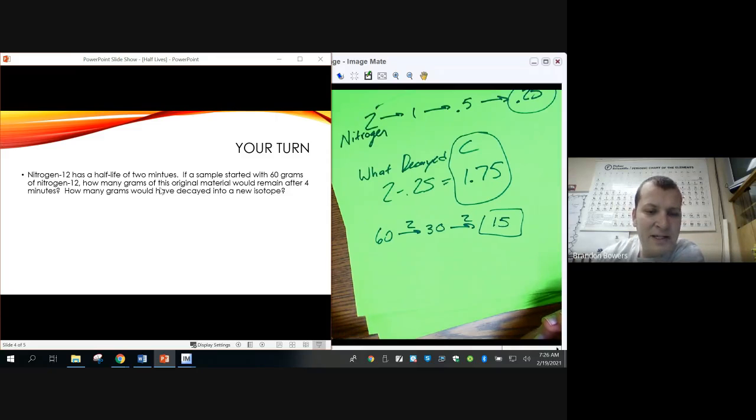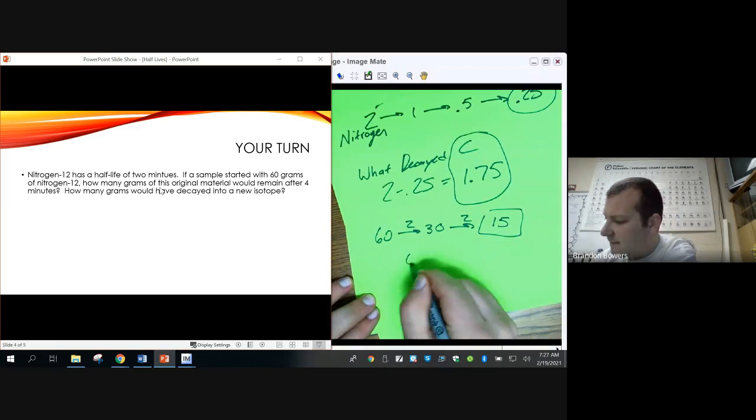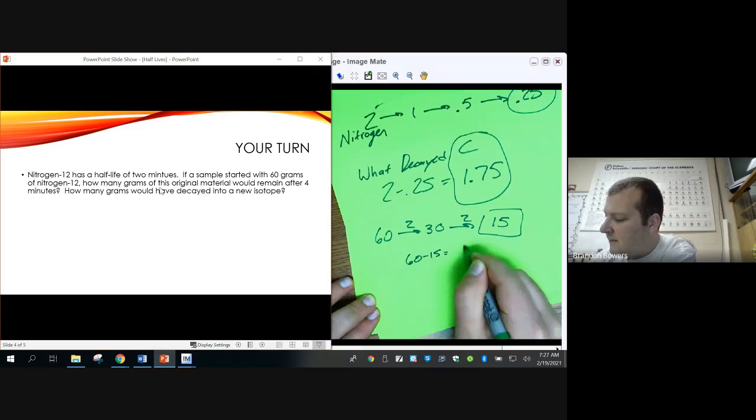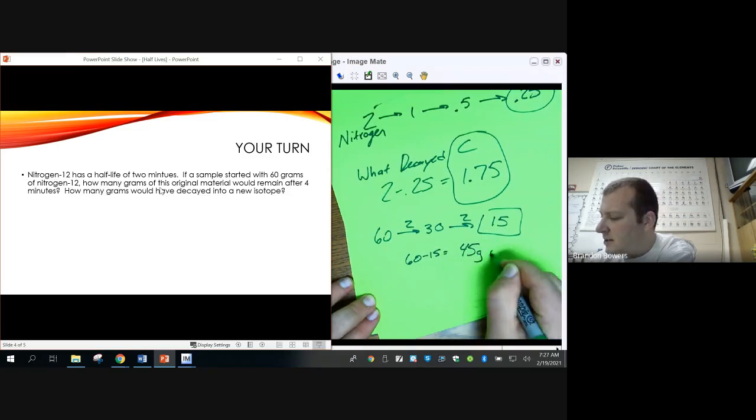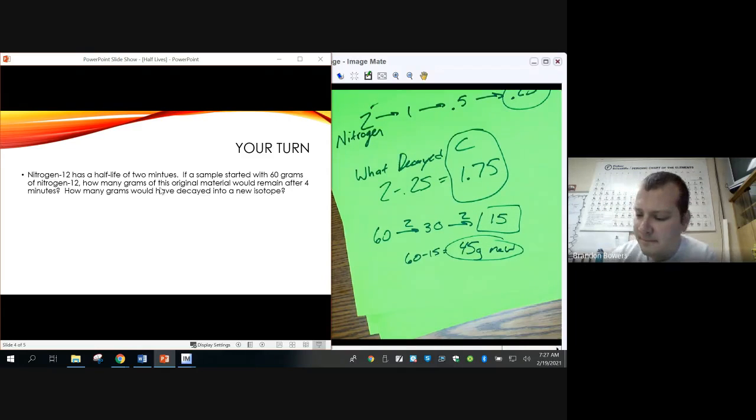How many grams would have decayed into a new isotope? If I started with 60, I finished with 15. That means 45 grams is a new isotope. And that's what half-lives look like.